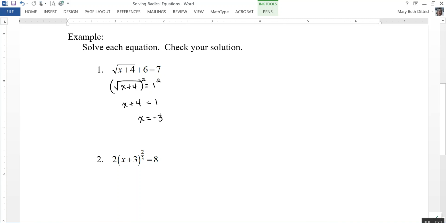But before I box that, I need to check that and make sure it works. So I want to plug that back into the original equation for x. And remember that when we are checking a solution, we don't act as though we're solving it. For example, I would not subtract 6 on both sides. I want to use order of operations on each side. So this is going to give me the square root of 1 plus 6. Is that equal to 7? And indeed it is. 7 equals 7. So my solution is x equals negative 3.